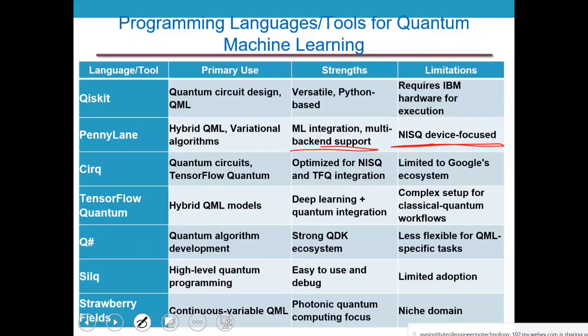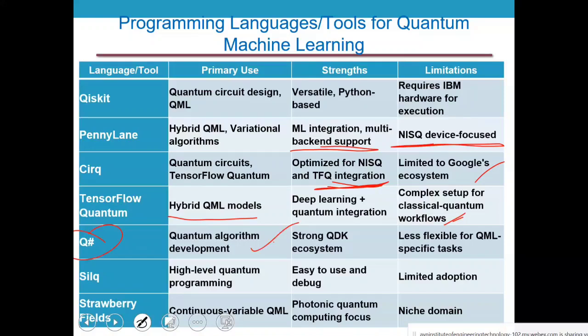Cirq is for quantum circuits and TensorFlow Quantum implementation, and its strength is that it is optimized for NISQ and TFQ integration. The limitation is that it is limited to Google's ecosystem, because when you try to implement beyond Google, you may find less support. TensorFlow Quantum is a hybrid quantum machine learning model, and its strength is deep learning and quantum integration. So you can comfortably implement and execute your deep learning algorithms in combination with quantum representation in quantum computing. The complex setup for classical-quantum workflows is a limitation.